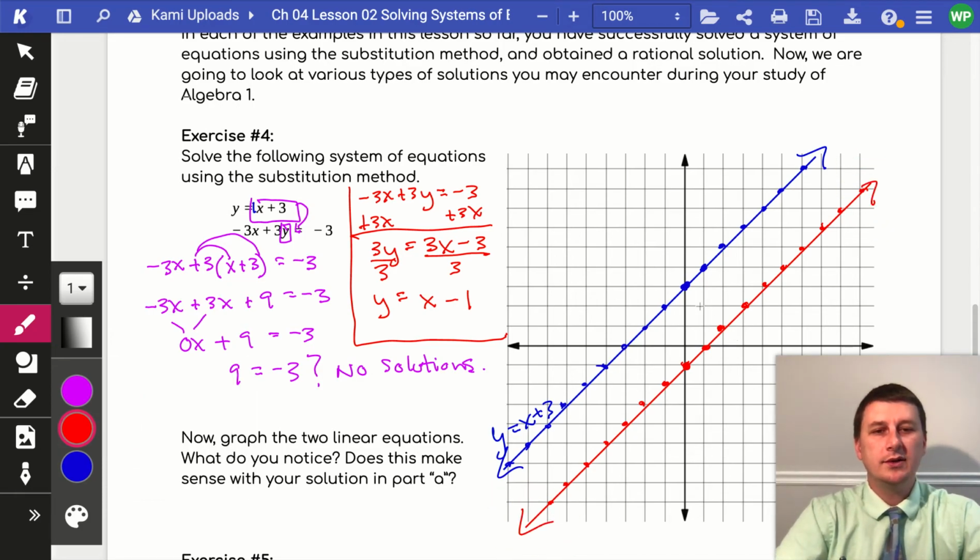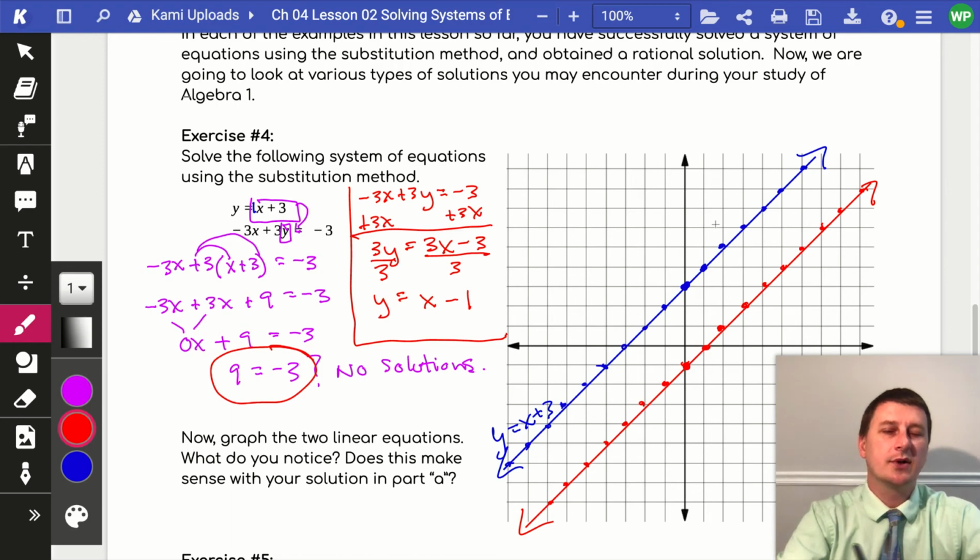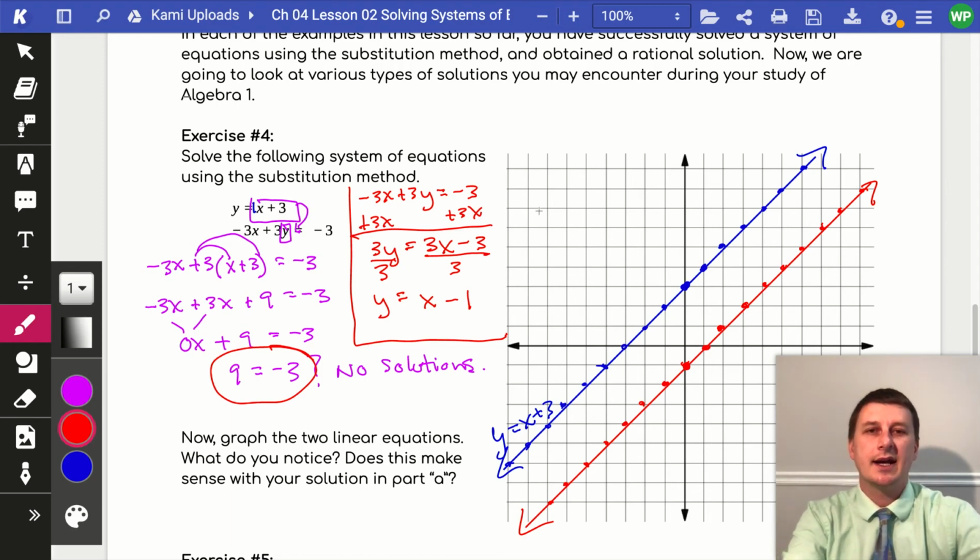And where will two parallel lines intersect? And great, so two parallel lines will never intersect. So remember, when we solve systems of equations, we are looking for the point at which the two lines will intersect. Since parallel lines will never intersect, that's why we're going to get a funny looking solution right here, which means no solutions, because there are no solutions where these two lines will ever intersect.